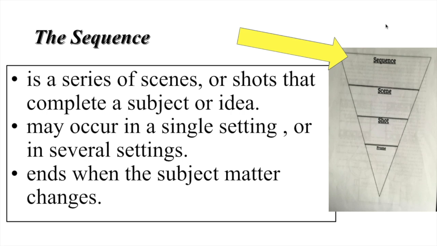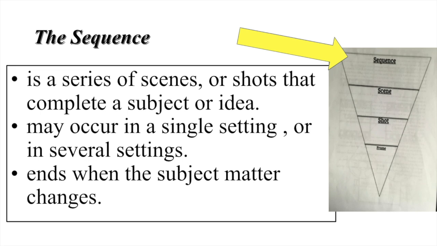And then we have our sequence. The sequence is a series of scenes or shots that completes a subject or idea. It may occur in a single setting or in several settings. It ends when the subject matter changes, almost like a paragraph. When you're writing a paragraph, your paragraph is over one subject. When you're talking about a different subject, you make a new paragraph. The same kind of idea is for sequence.